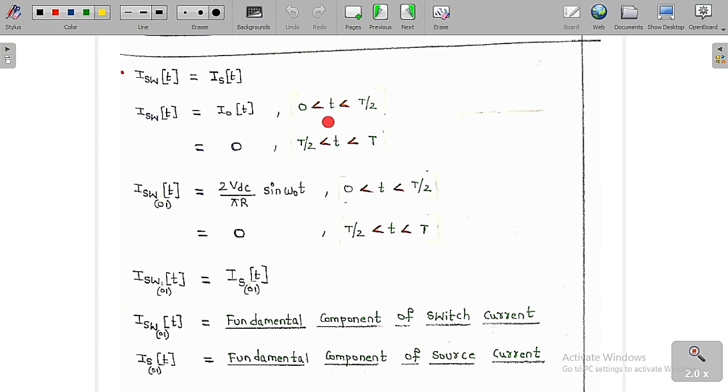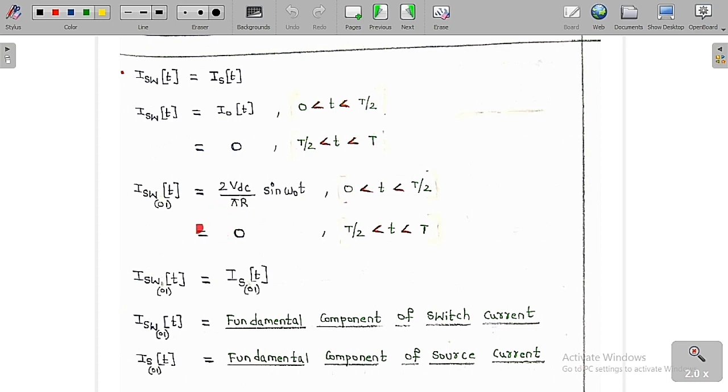For 0 < t < T/2, S1 is conducting. As S1 is conducting, I_SW(t) is equal to I naught for 0 < t < T/2, because here switch S1 is conducting, whereas it is equal to 0 for T/2 < t < T, because in this region S2 is conducting whereas S1 is off. If S1 is off, then definitely the switch current is equal to 0.